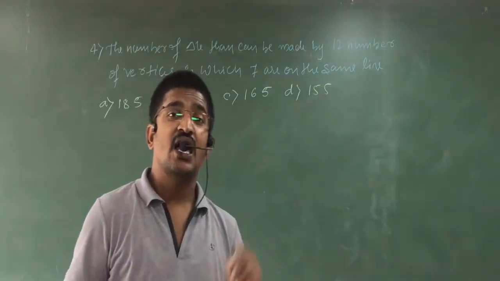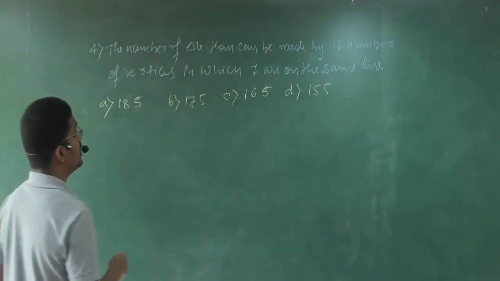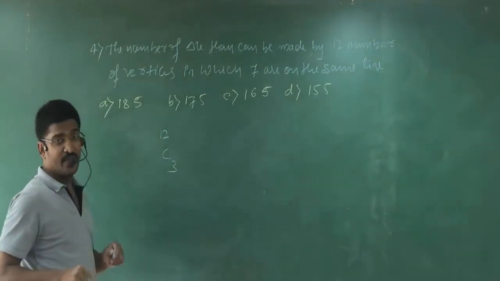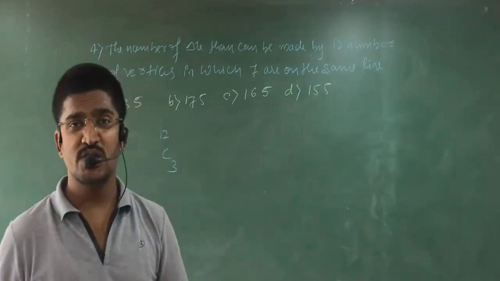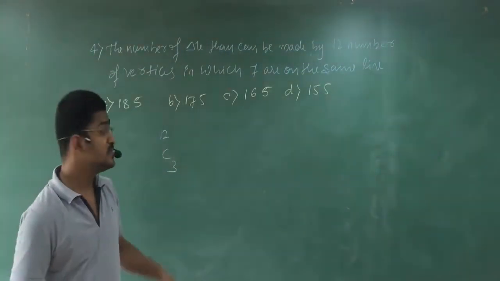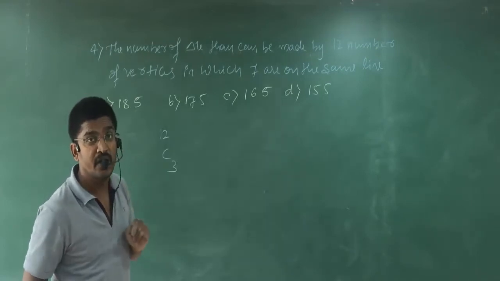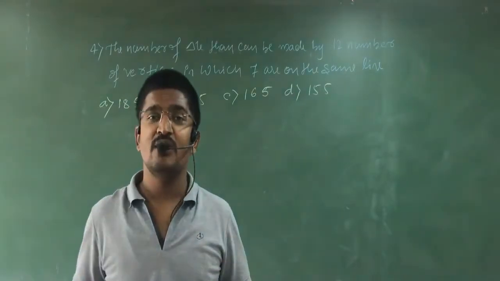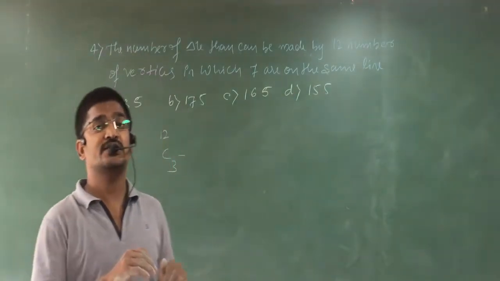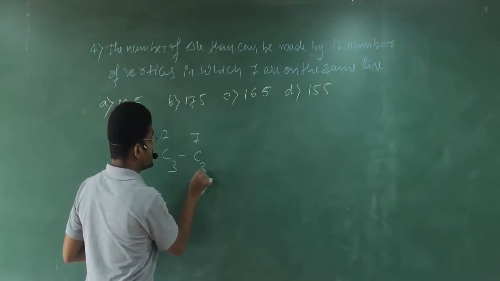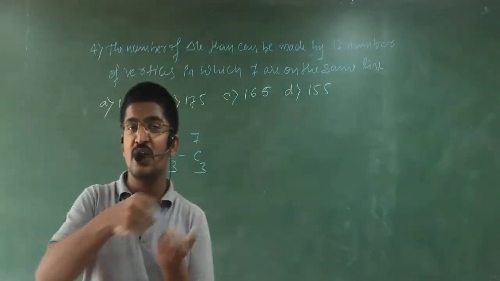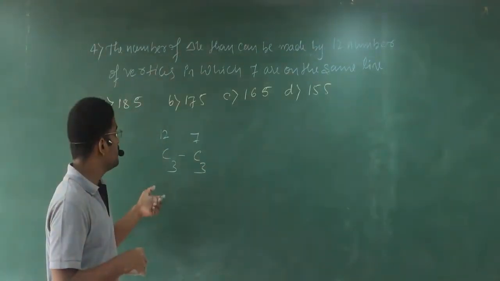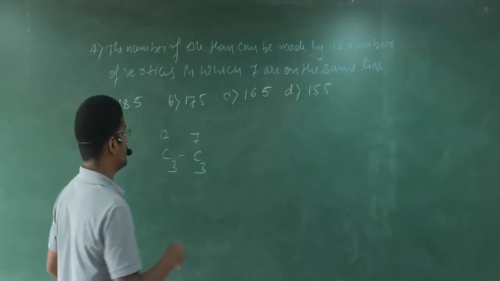So for that reason, again, if you see here, you have 12 points. Out of this 12, you can choose 3, so that you get the total number of triangles formed by these 12 points. But see here, 7 are on the same line. 7 are on the same line means 7 points are collinear. So that has to be cancelled here. That means collinear points have to be removed. The triangles formed by the collinear points have to be removed.